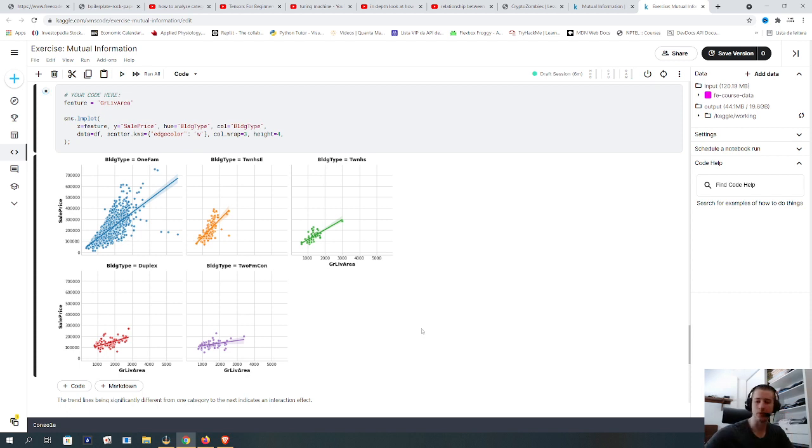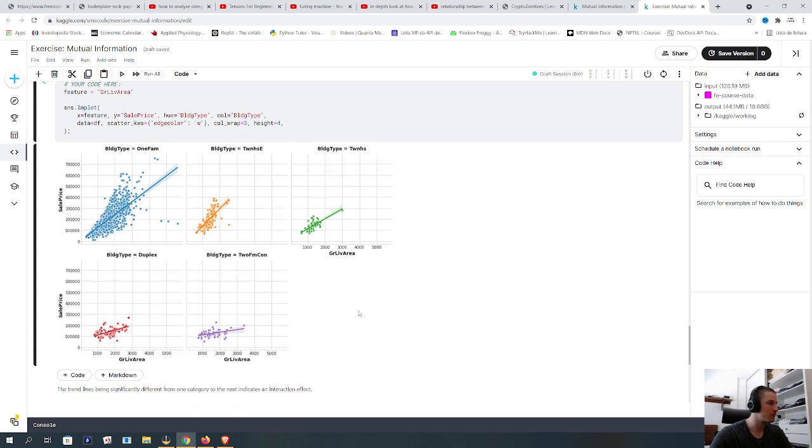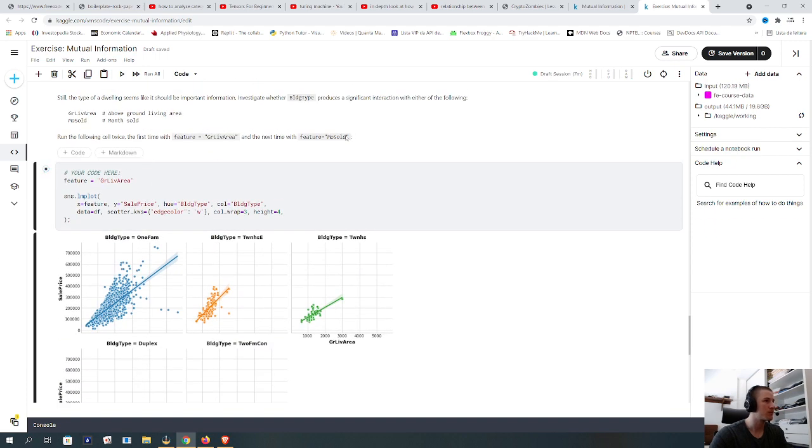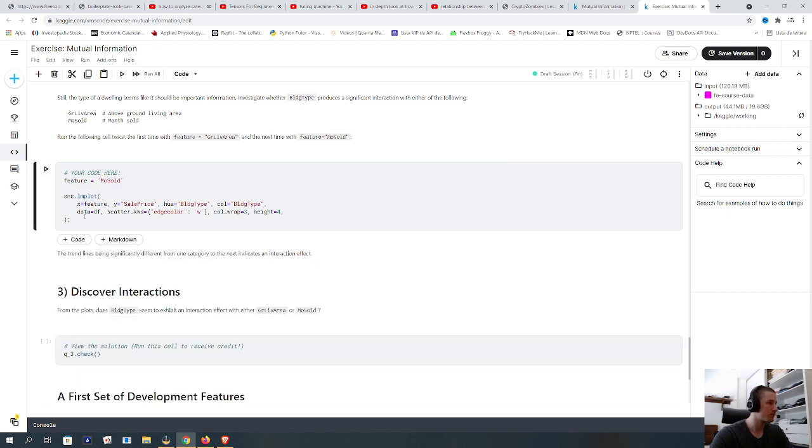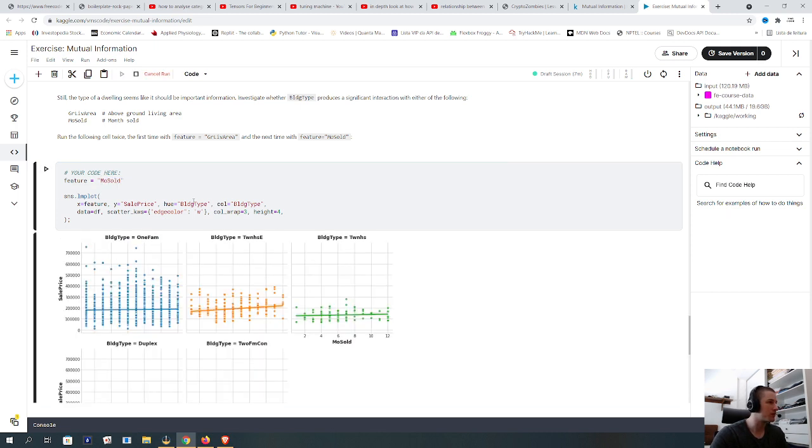So one family seems to be a linear relationship, increasing the price. The other ones are also linear but have steeper slopes, except for this one, maybe. The other ones are all lower. No, most, so. Or I have to change here again, I think.